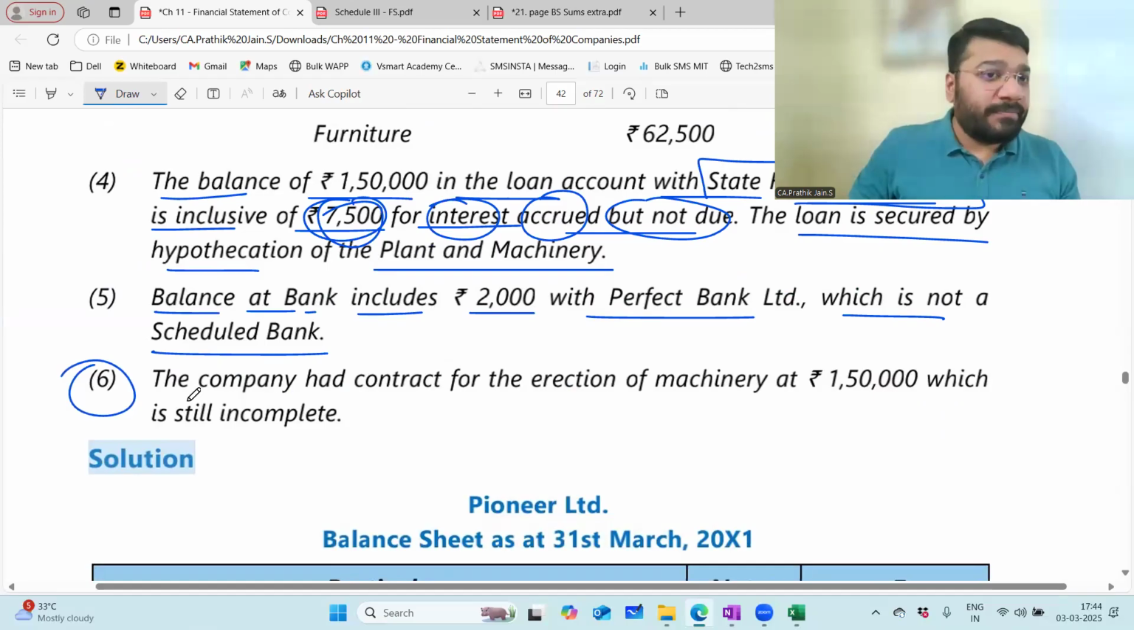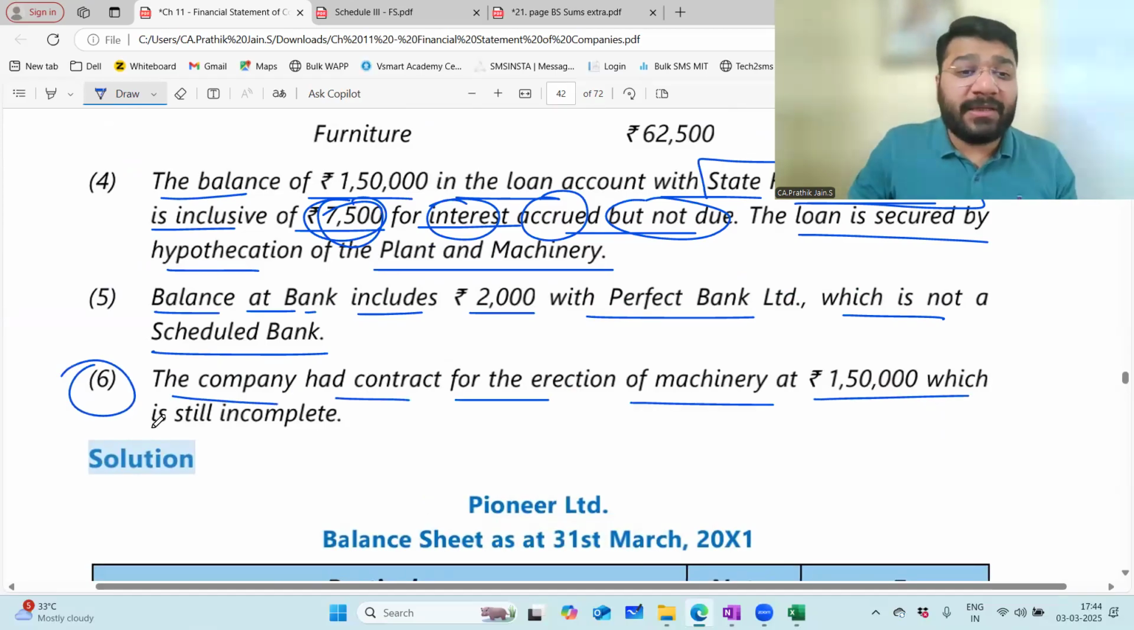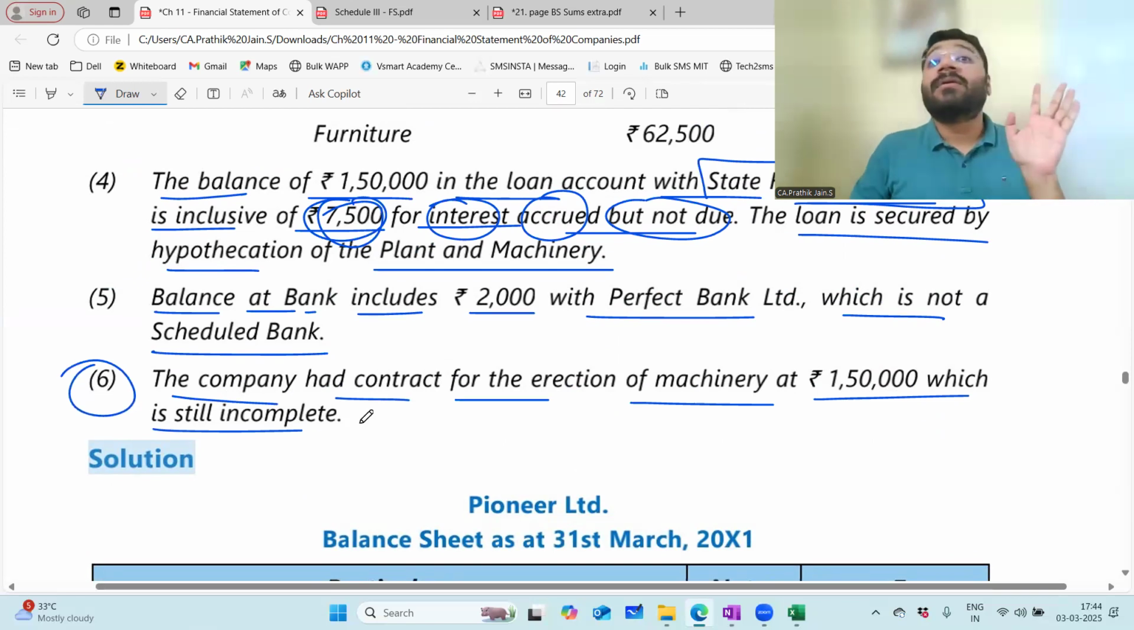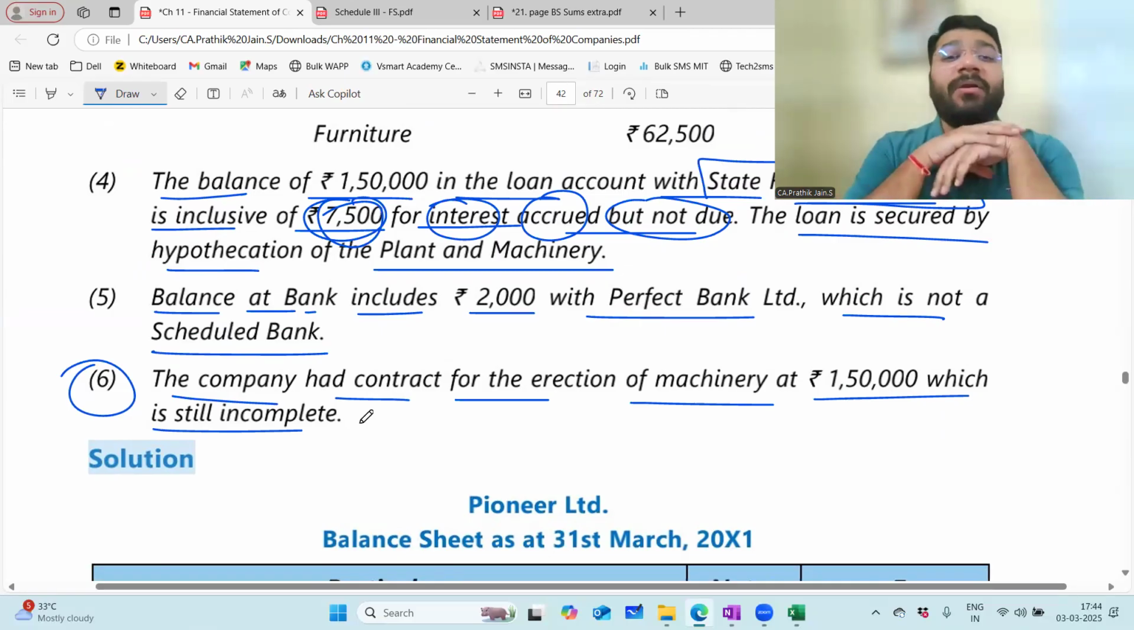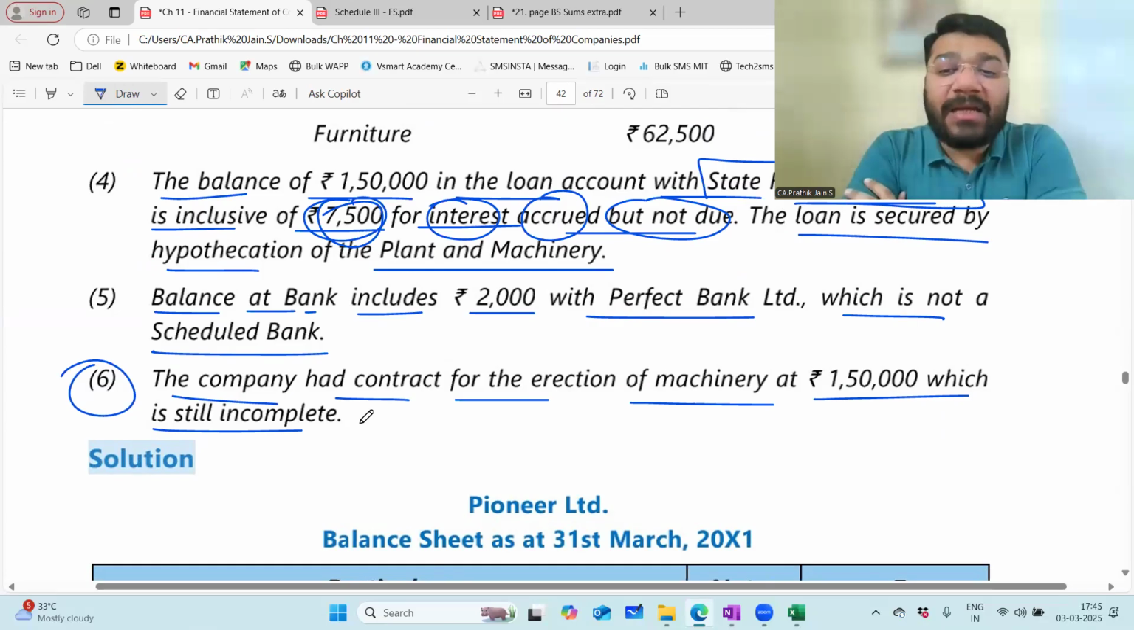Point number 6. We will deal with it at the end, but I just want to read it. The company had a contract for the erection of machinery at 150, which is still incomplete. This is capital work in progress. You want to discuss now? Let's discuss now. The company had a contract for the erection of machinery at 1,50,000, which is still incomplete.